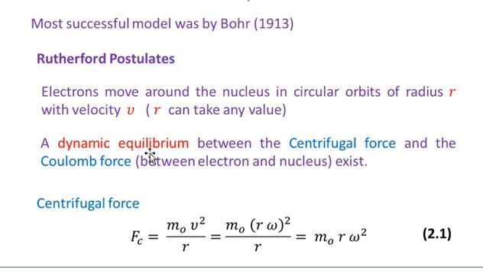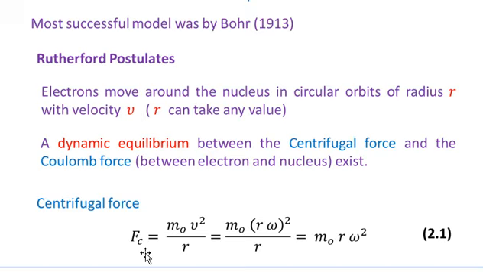The second point is that a dynamic equilibrium between the centrifugal force and the Coulomb force, that is the Coulomb force between the electron and the nucleus, exists. While the electron is revolving in circular orbits around the nucleus, the centrifugal force will be balanced by the Coulomb force. The centrifugal force will be a repulsive force and the Coulomb force will be an attractive force between the nucleus and the electron. So let's calculate the centrifugal force, which is very simple.